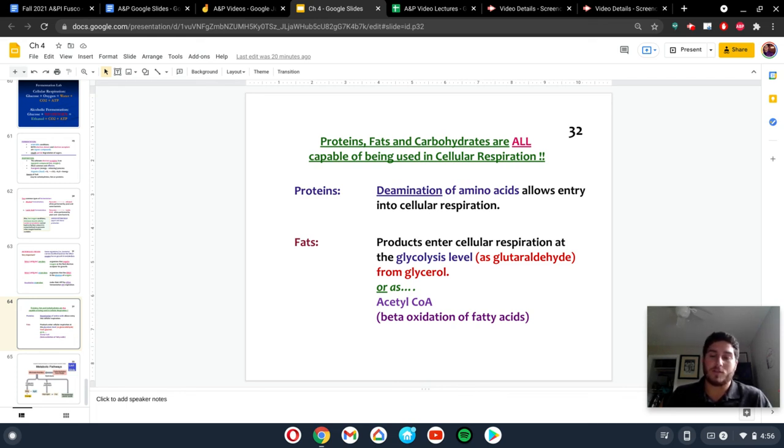So I just wanted to make sure you guys keep that in the back of your mind. It's not just glucose end all be all, right? We can break down other substances as well. And we can also use other processes other than cellular respiration in the body. But we're not going to go into detail with that in this class.